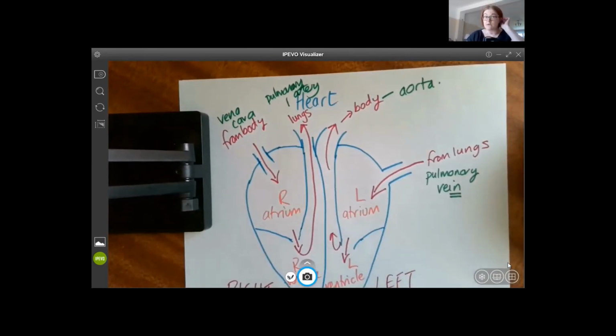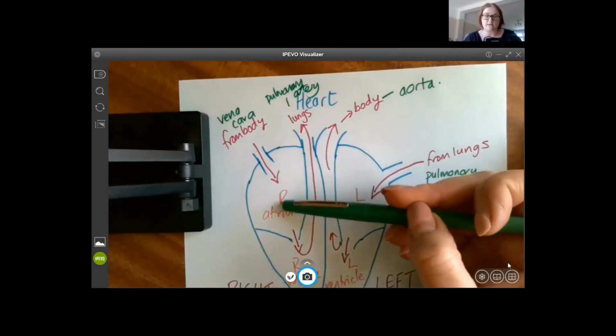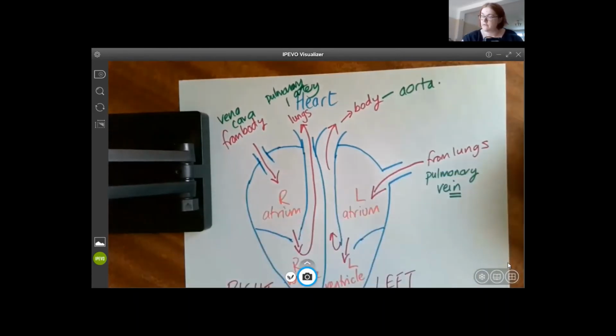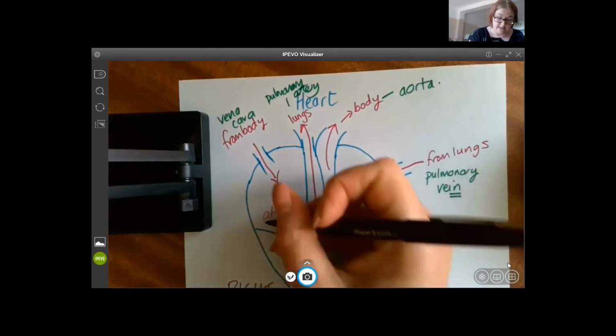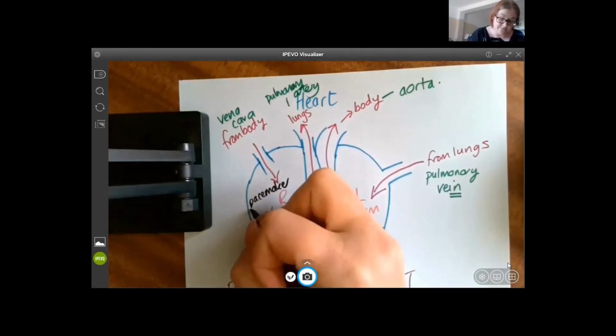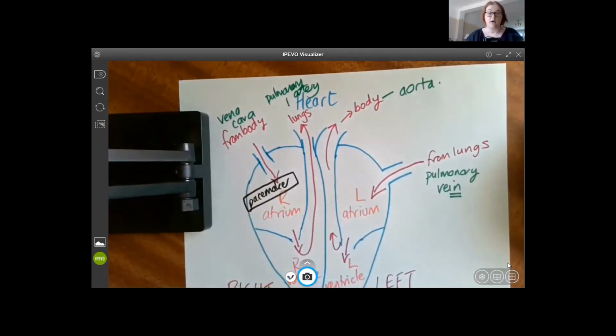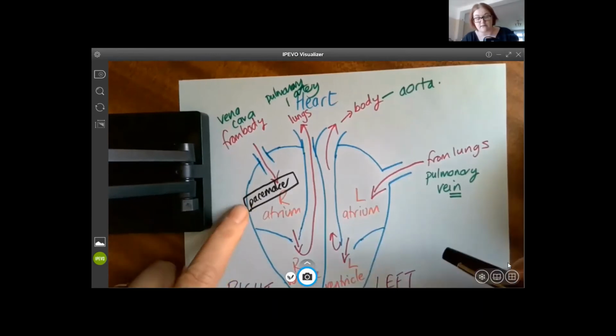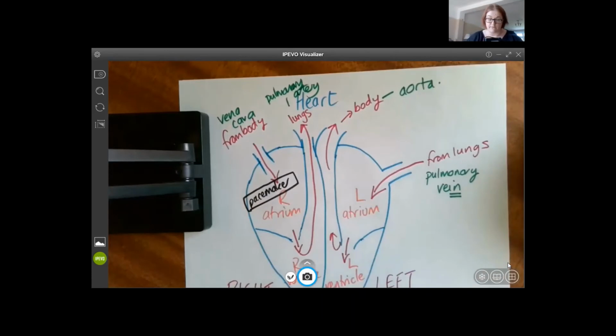Now, the other thing that I want you to try and remember about the heart is there's a set of cells inside the wall of the right atrium that control the speed of how quickly your heart beats, and it's called a pacemaker. And the pacemaker is found inside the wall of the right atrium, and it's the pacemaker that keeps your heart beating at its steady speed all of the time. So in front of you, you've now got your diagram of the heart.